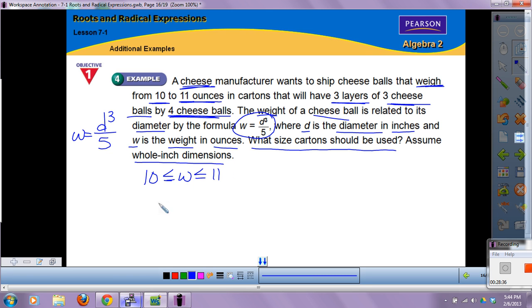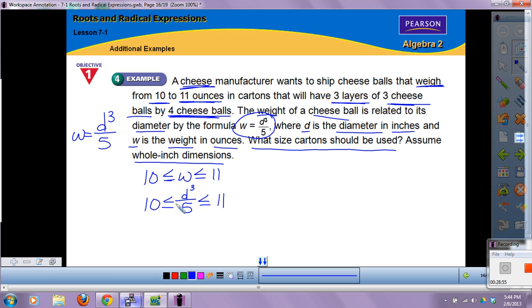Well, our formula says that weight is the diameter cubed divided by 5. So let's replace W with diameter cubed divided by 5, because I'm trying to find the dimensions. Having the weight, knowing the ounces, doesn't help me as much finding the dimensions of my carton. So I need to focus more on the diameter. If I can find out what the diameter of my cheese balls is, I can figure out how big my box needs to be.